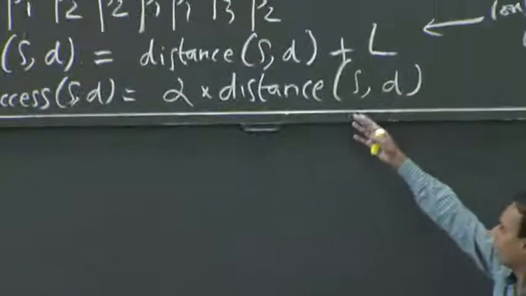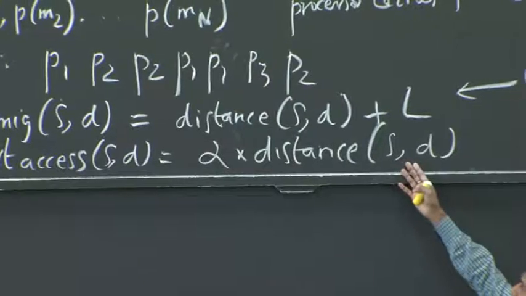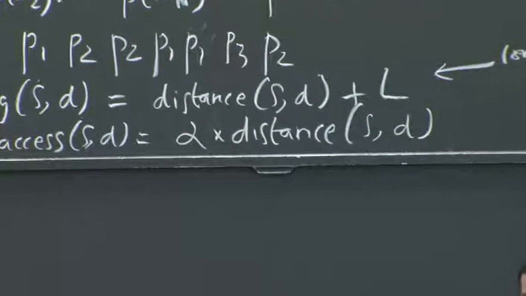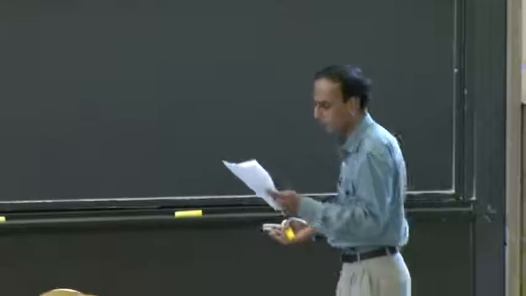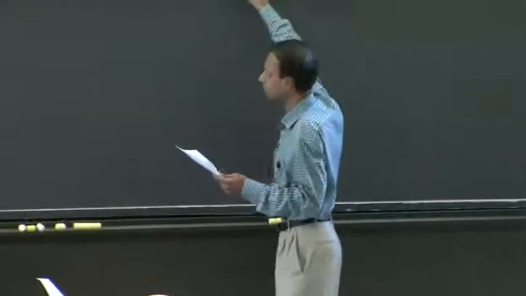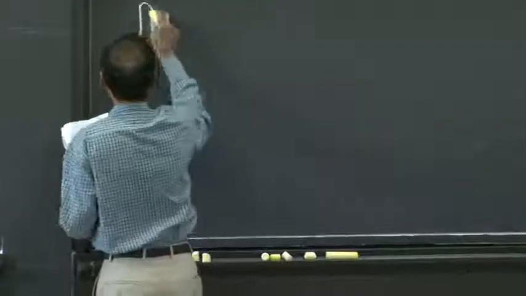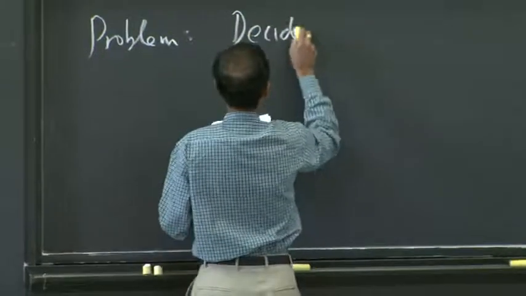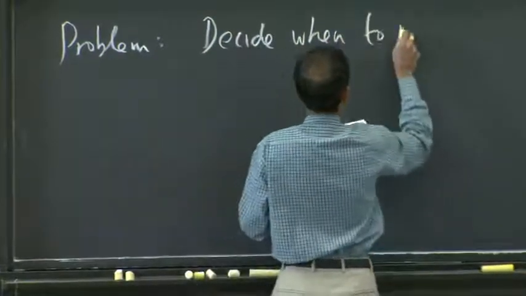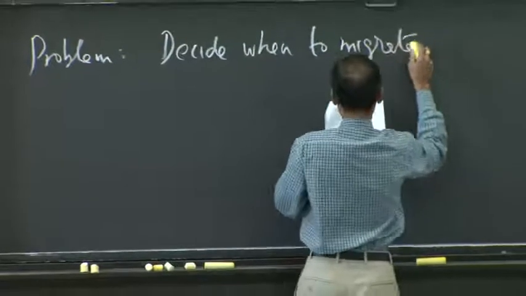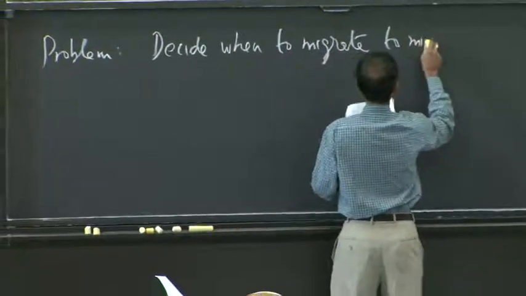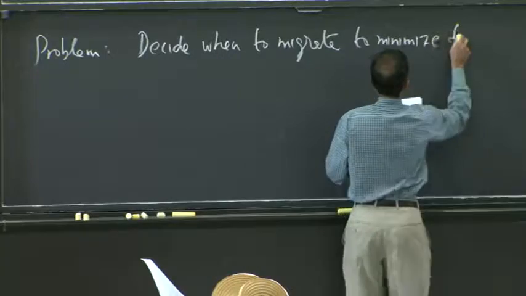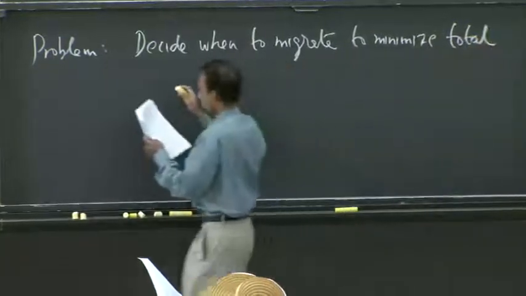All right. Now, if S equals D, and I want to write this down, you have a local access, and the cost is assumed to be 0. Right? You could change that. This is now, we're in the realm of theory and symbols, so you can do whatever you want. But given those equations, our problem is decide when to migrate to minimize total memory access cost.